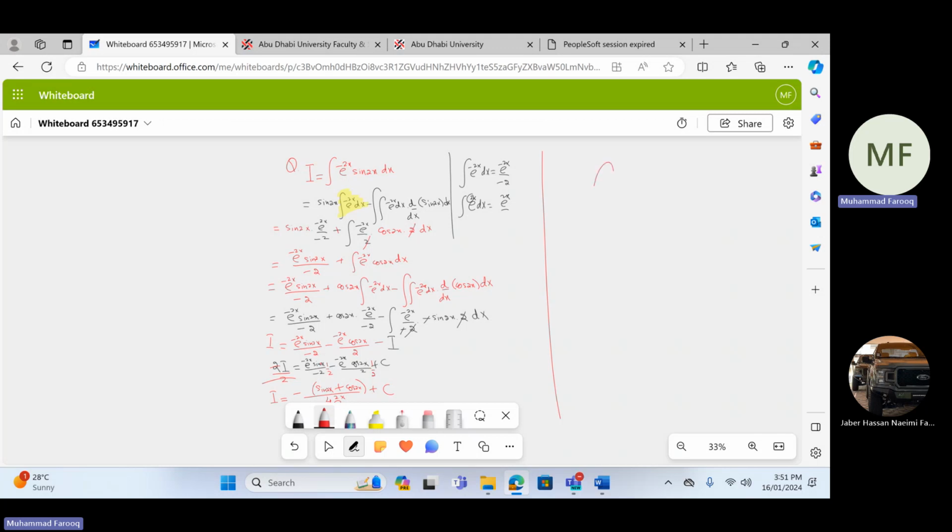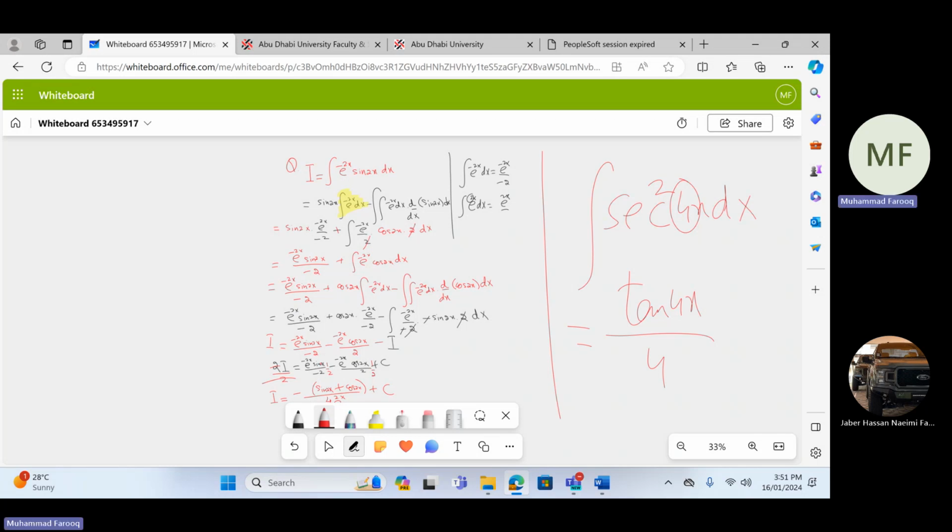Look at it: integrate secant squared 4x dx. We know very well the integration of secant squared is tangent, so tangent angle 4x, then divide by 4. Whatever number you have in integration, divide. And in differentiation, this number multiply.